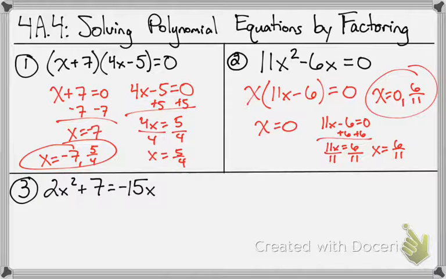Last problem here in number 3 at the bottom. You might notice in this case, if the first step is to have it equal to 0, well, right now it's not equal to 0. That might be a problem. All we have to do is rewrite the equation so that it is equal to 0.